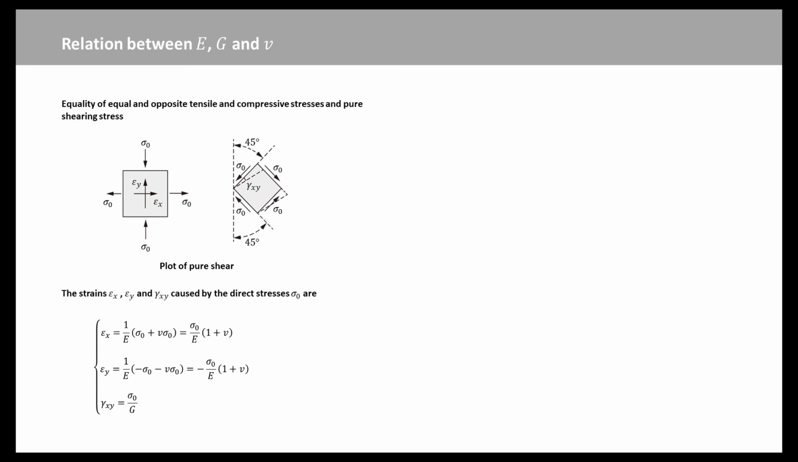If the material is elastic, the strains epsilon x and epsilon y caused by the normal stresses sigma O, and the pure shear gamma xy under stresses sigma O, are expressed as these equations.